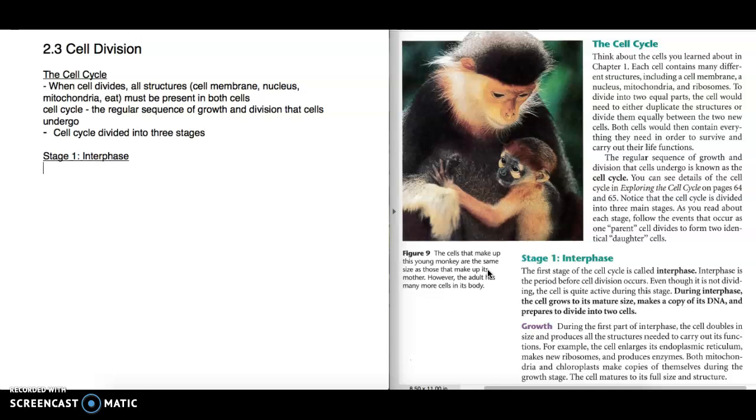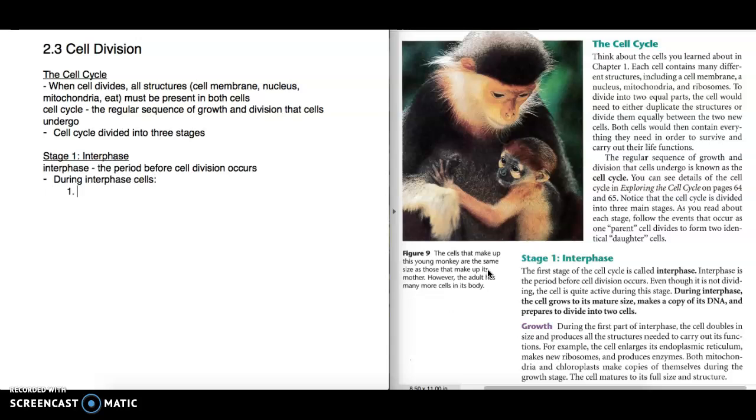All right, the first thing I noticed in this small section called Stage 1 Interphase is a vocab term. Interphase is the period before cell division occurs. I also see a list in this section. Even though it's short, there's a lot of bold. That tells me that this information is important.